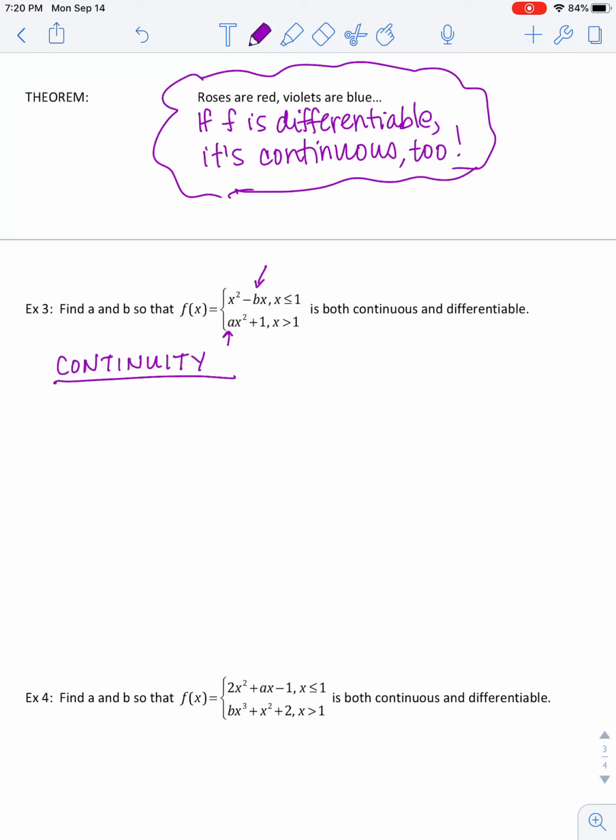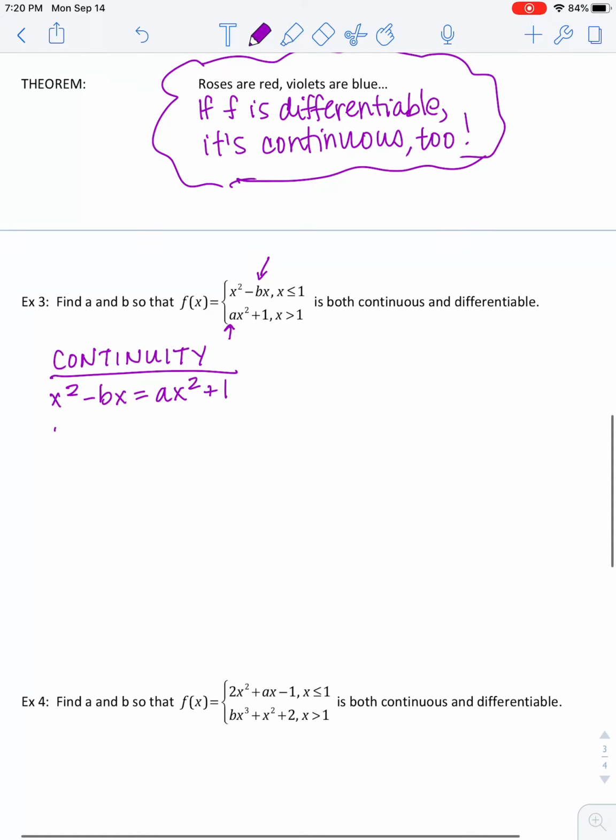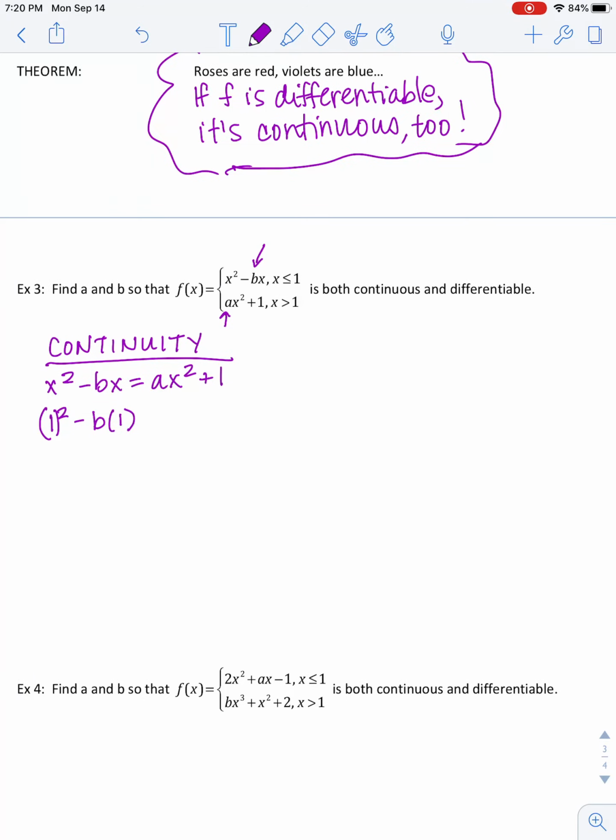So I'm going to write a continuity equation, here, I'll write it in its basic form. So continuity would guarantee that one side equals the other, and more specifically, one side would equal the other when I plug in 1 for x. So I'm going to plug in that breakpoint of 1 to both functions here and get 1 minus b, or carry out my order of operations, equals a plus 1. So I'll probably just solve for a here because I'm going to do some sort of substitution. And it looks like negative b equals a.